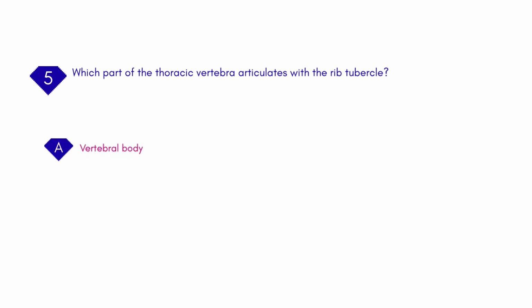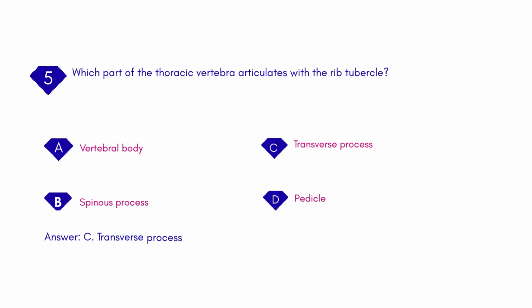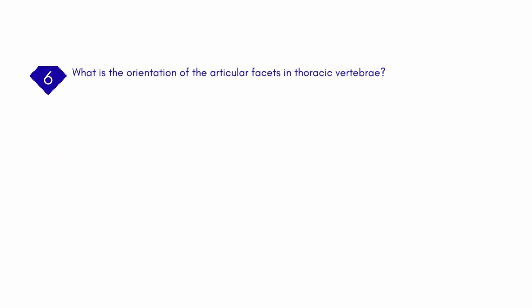A. Vertebral body. B. Spinous process. C. Transverse process. D. Pedicle. Answer: C. Transverse process. What is the orientation of the articular facets in thoracic vertebrae?